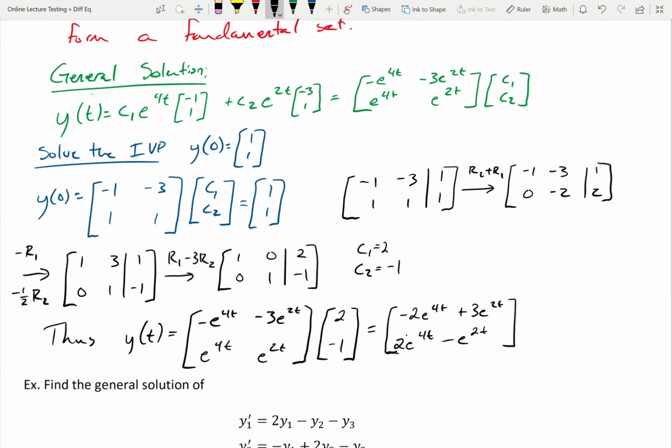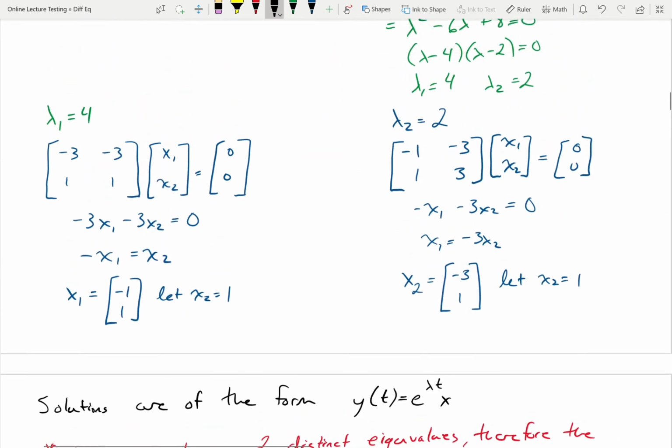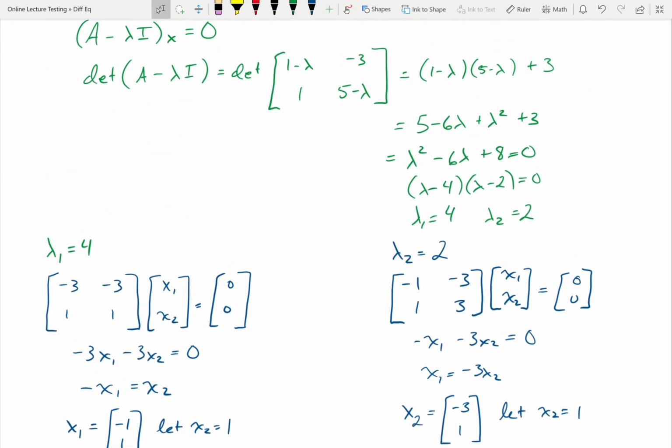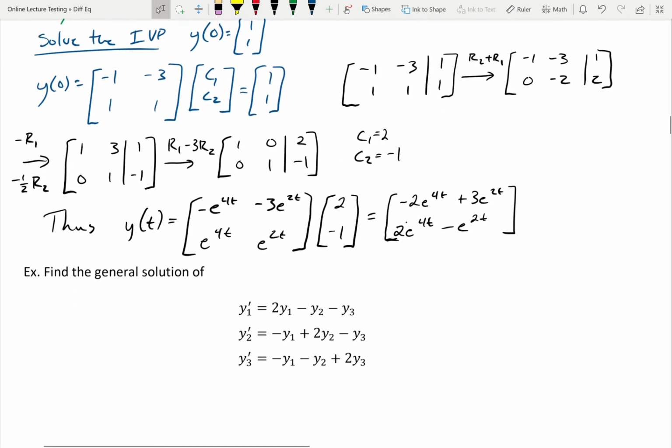All right, so let's look at the next one. So that was a 2 by 2 solving for an IVP. It wasn't horrible. It is very doable. Nothing too bad on that part.